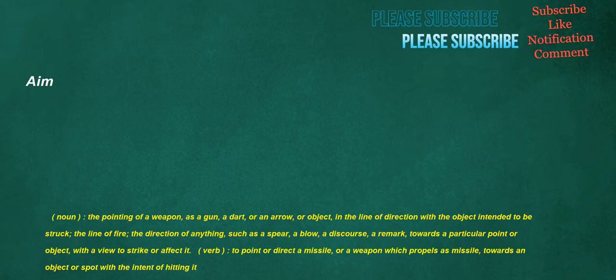Aim. Noun, the pointing of a weapon, as a gun, a dart, or an arrow, or object, in the line of direction with the object intended to be struck. The line of fire. The direction of anything, such as a spear, a blow, a discourse, a remark, towards a particular point or object, with a view to strike or affect it. Verb. To point or direct a missile, or a weapon which propels a missile, towards an object or spot with the intent of hitting it.